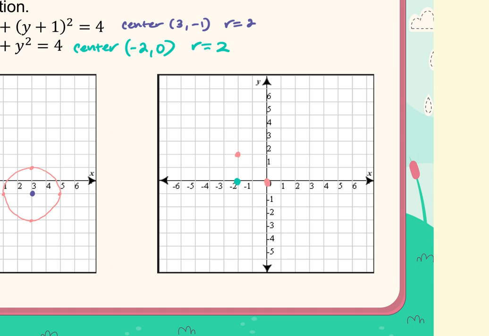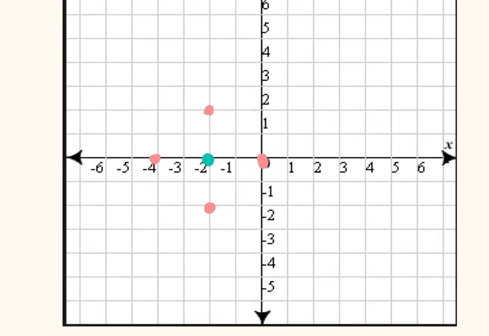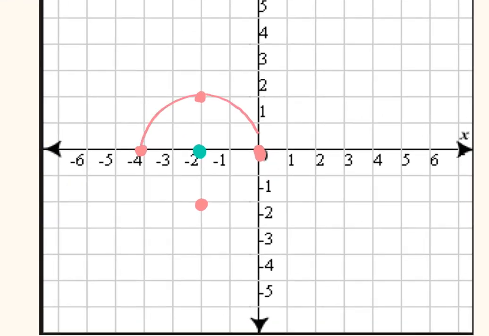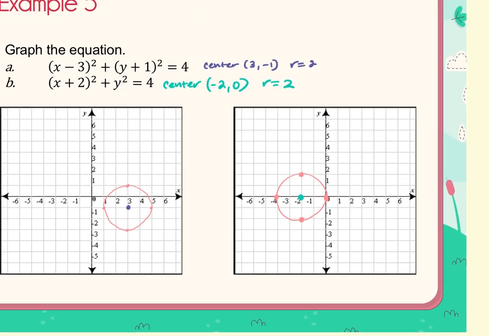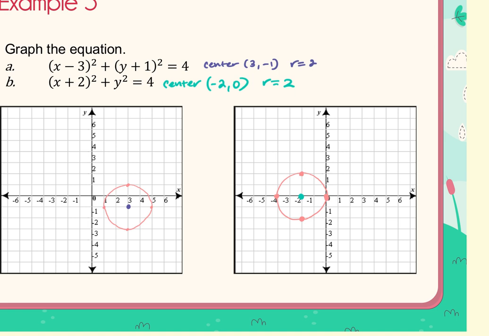To the right, up, left, down, 2. If the r squared is not a perfect square, you might be approximating that. If that said 5, let's say, then my r would be the square root of 5. I'd be approximating that to be like 2.1. That would be the only other variation you could see on that stuff. If it's not a perfect square, you're just approximating it to graph it. Questions on those?